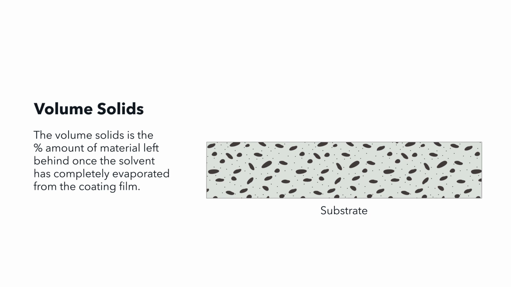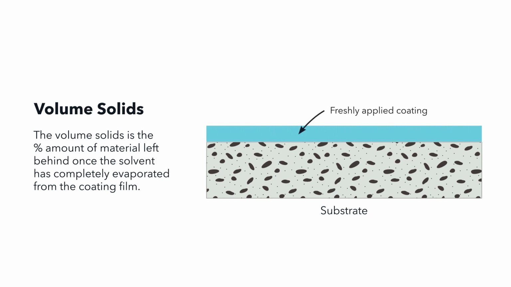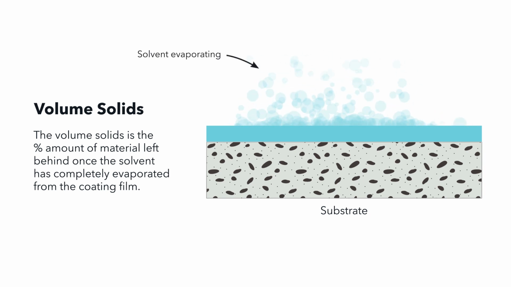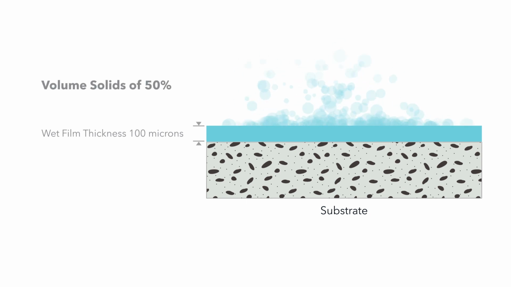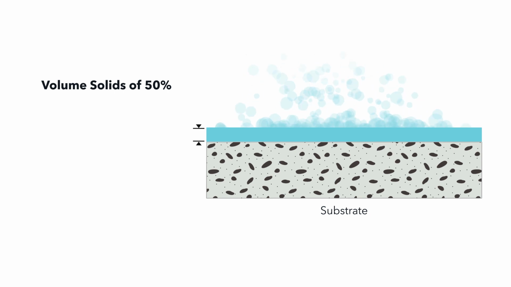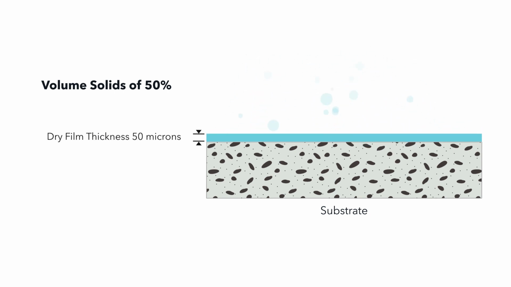When we refer to coating volume solids, it's important to understand that the volume solids explains the amount of material left behind once the solvent or water has evaporated from the coating film. For a coating with volume solids of 50%, if it's applied at a wet film thickness of 100 microns, then 50% of that product will evaporate, leaving 50% of the product in the dry film build.